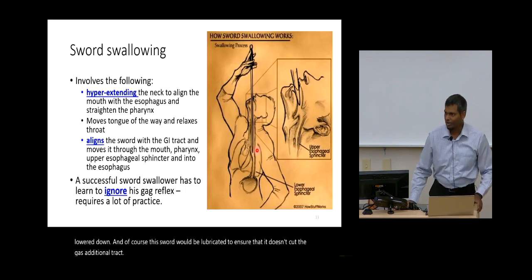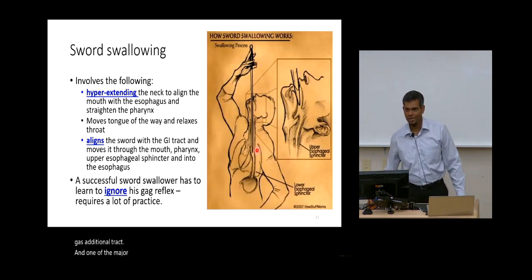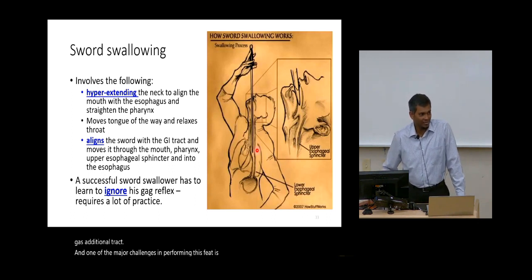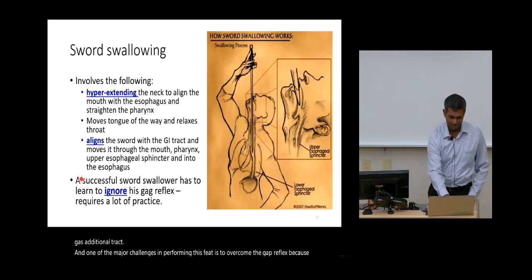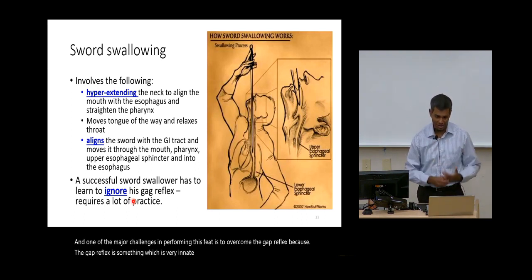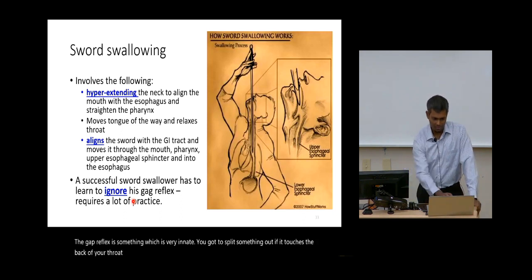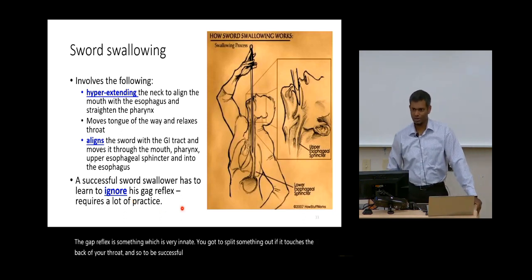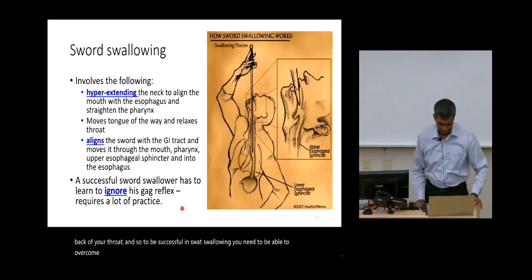And one of the major challenges in performing this feat is to overcome the gag reflex, because the gag reflex is something which is very innate, and you will try to spit something out if it touches the back of your throat. And so to be successful in sword swallowing, you need to be able to overcome this reflex.